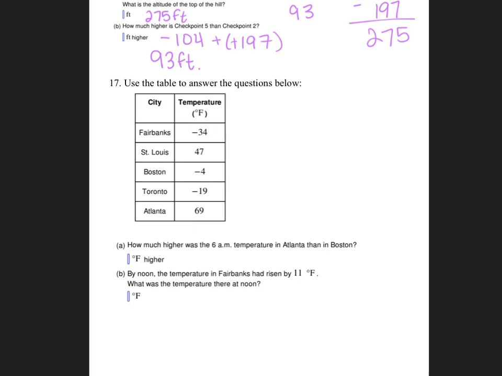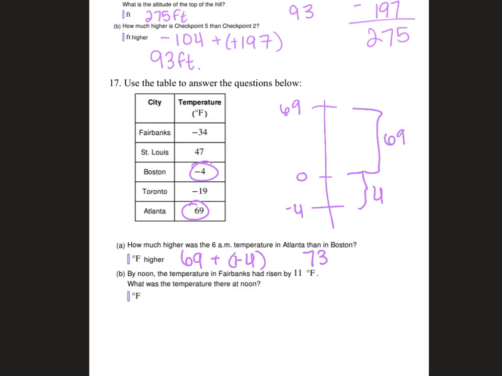Problem 17 is using the same table below, and it says how much higher was the 6 a.m. temperature in Atlanta than Boston? Atlanta, it was 69. Boston, it was -4, so I have 69 minus -4. I'm finding the difference between them, so you subtract. Keep, change, change. 69 plus 4 is 73. Think on a thermometer. Boston's down here at -4, 0, and here's 69. To get from 0 to -4, that's 4 degrees. And from 0 to 69, that's 69 degrees. So I combine those to get the 73.